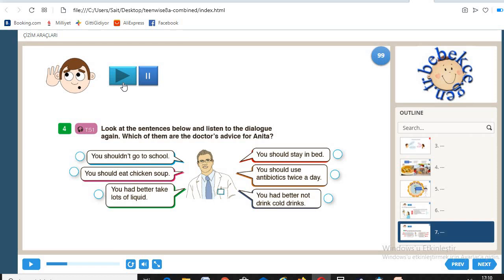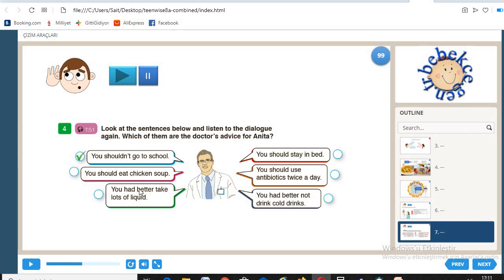Okay, so which of these sentences are doctor's advice? Advice means suggestion. Do you remember how can we make advice? What structure do we use when we are giving advice? We use should, of course you're right, and shouldn't as the negative one. Okay, you shouldn't go to school. Did the doctor give this advice?